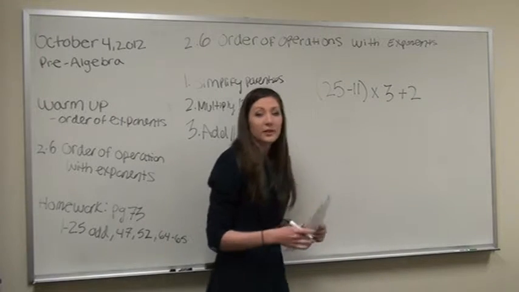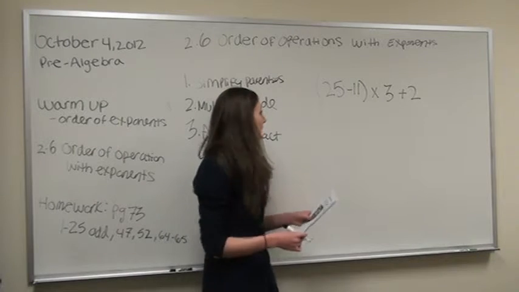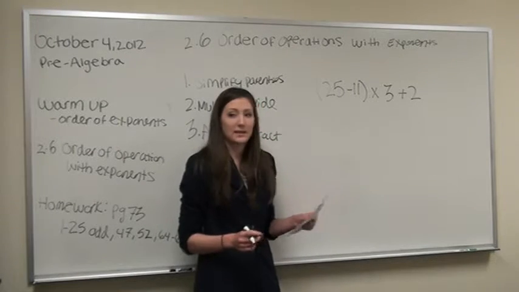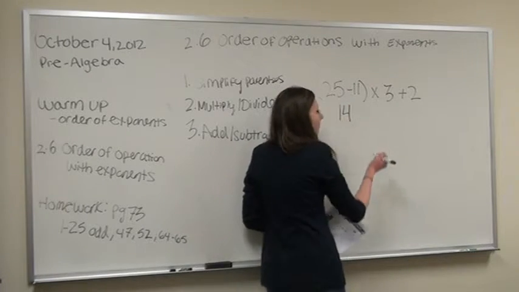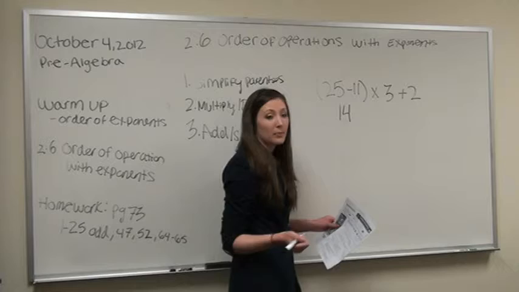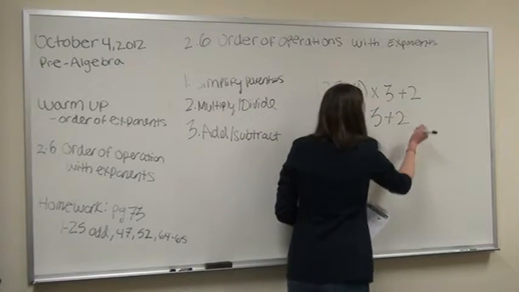So what will we do first? Brian? Subtract in the parentheses. Correct. So what is 25 minus 11? 14. 14, good. So then we don't want to leave out steps when we work our problems out. So we just take down everything again, so we don't forget anything.